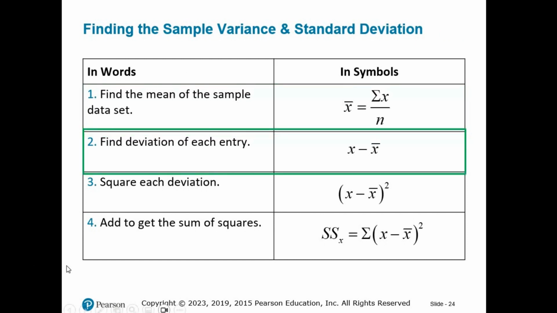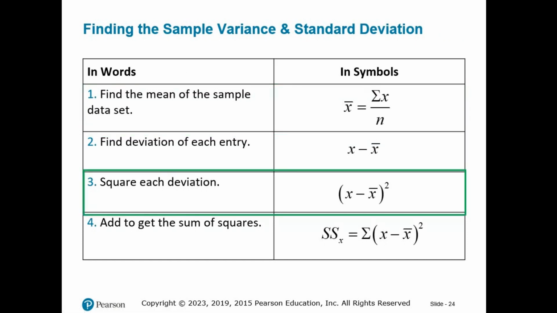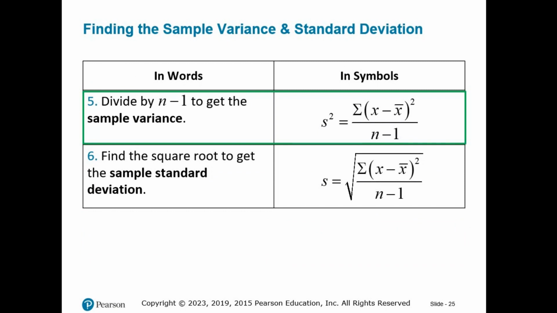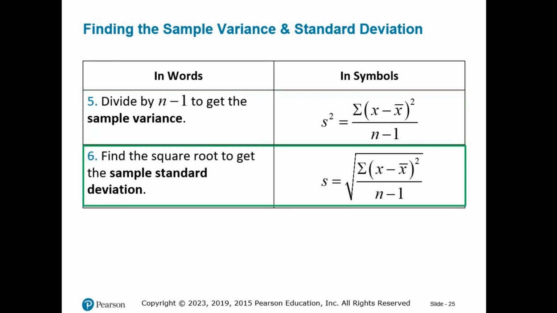Second, we find the deviation of each entry, or subtract the mean from the data value. Next, we square each deviation. Fourth, we add to get the sum of squares. Fifth, we divide by n-1 to get the sample variance. And finally, we find the square root to get the sample standard deviation. Okay, that's a lot of steps. Let's see how we can do this on the calculator now.